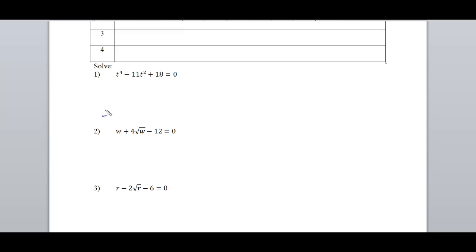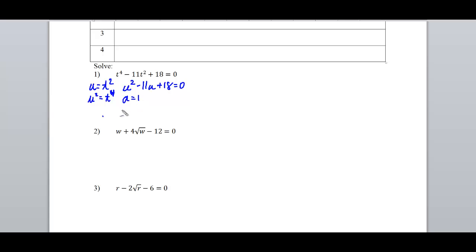So our first step is to look for one variable that's the square of the other. Well, in this case, t squared is t to the 4th. So we're going to take our u and set that equal to t squared, and then that would make u squared equal to t to the 4th. Now, instead of t to the 4th minus 11t squared plus 18 equals 0, we have u squared minus 11u plus 18 equals 0. And now we can use the quadratic formula to solve the problem.